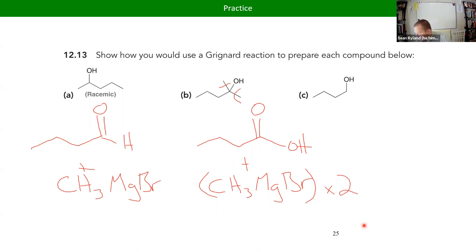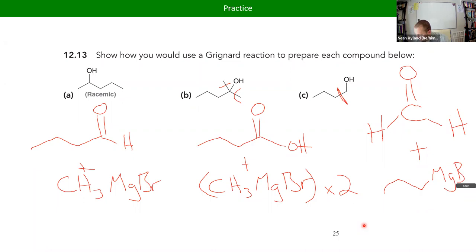But we could, in theory, have formaldehyde and then propyl magnesium bromide. That would be the way to do this and still call it a Grignard reagent. Like I said, formaldehyde's not that stable on its own. You almost never see pure formaldehyde because it almost always has some water in it.